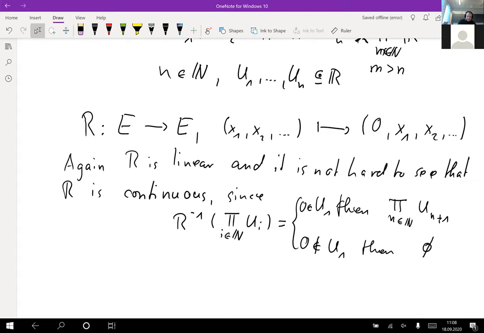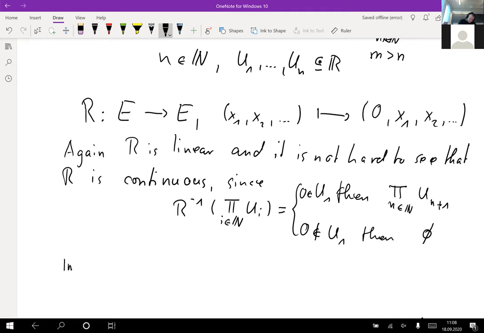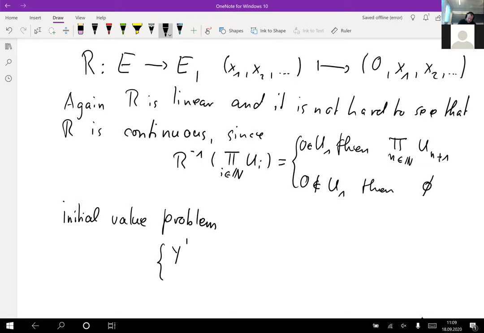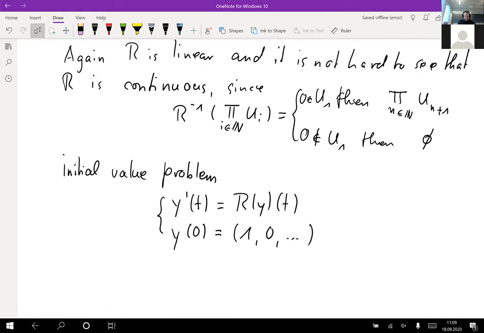Okay, and let's consider again an initial value problem. So we want that the derivative of y is the right shifted y, and y of zero is given by the sequence which has a one at the first entry and then zeros afterwards. Okay, so what does this differential equation tell us? Let's just do the math here in the upper row. So we see that we have here zero, y1, y2, and so forth, writing again in components.